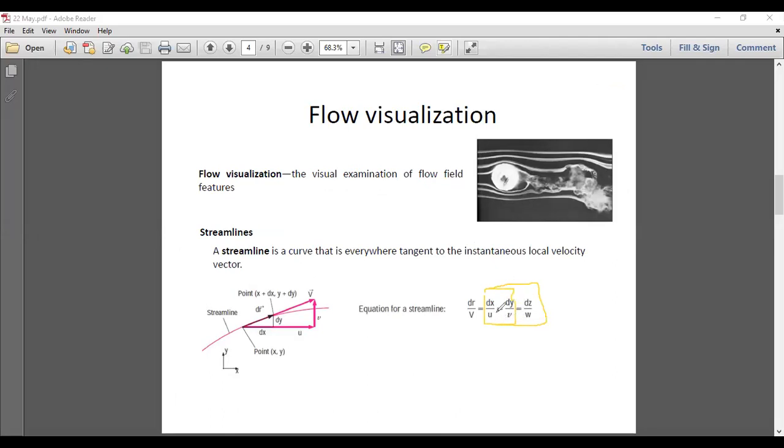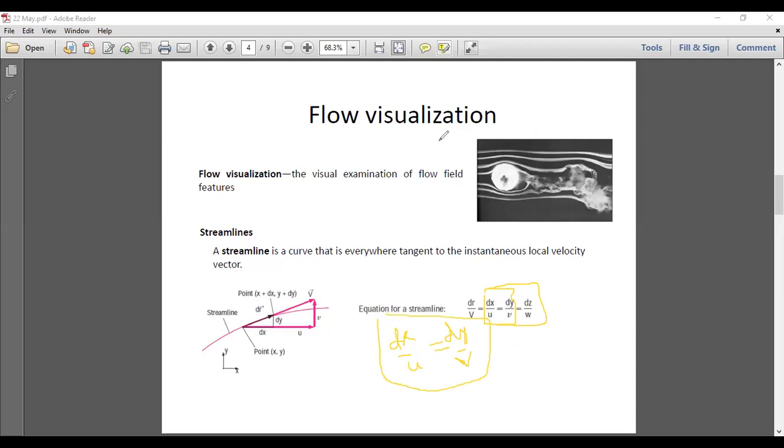If I reduce the equation of streamline in 2 dimension, it will become dx by u is equals to dy by v. So, sir, in 2 dimension, this is the equation of the streamline. Now if you simplify this equation, you will get a mathematical function which is called as stream function.